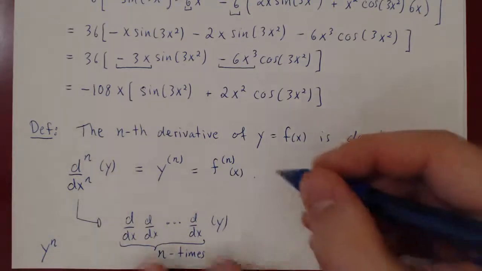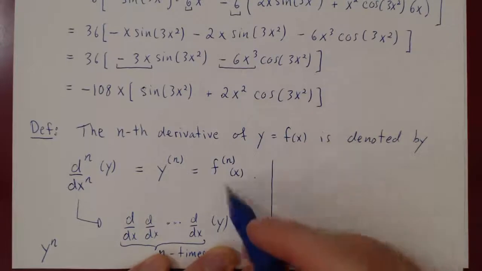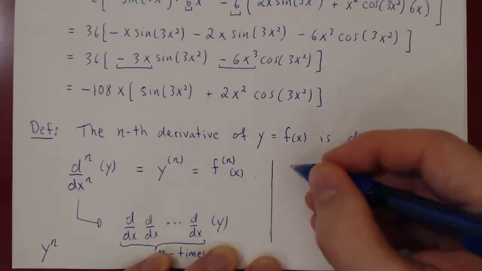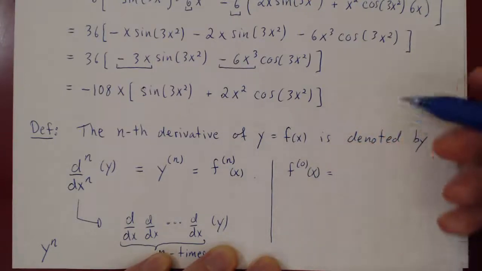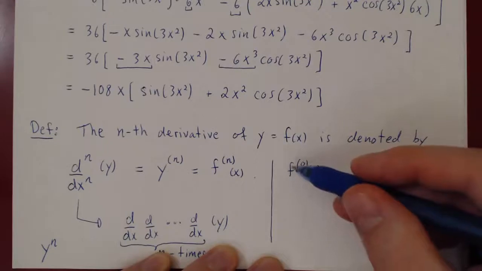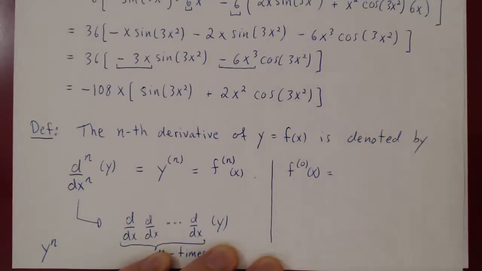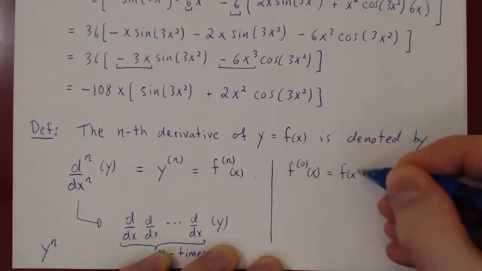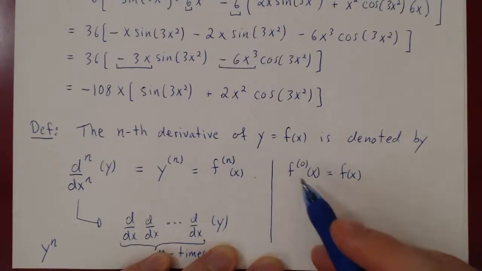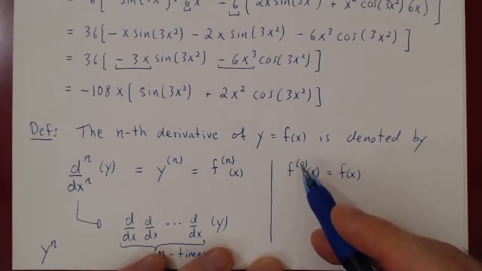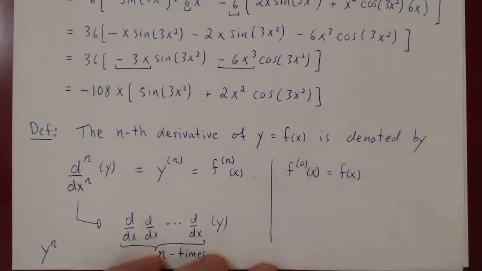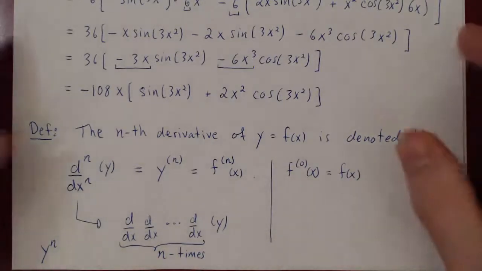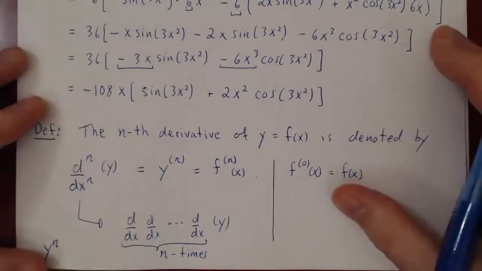One simple remark: what if we plug in here n equals 0? Well, think of what that means. We're saying differentiate the function f 0 times. If you differentiate f 0 times, you simply get f of x. So this also makes sense if n is equal to 0. If you don't differentiate the function, you get the function back. So this is just a small comment. Let's do 2 more examples.